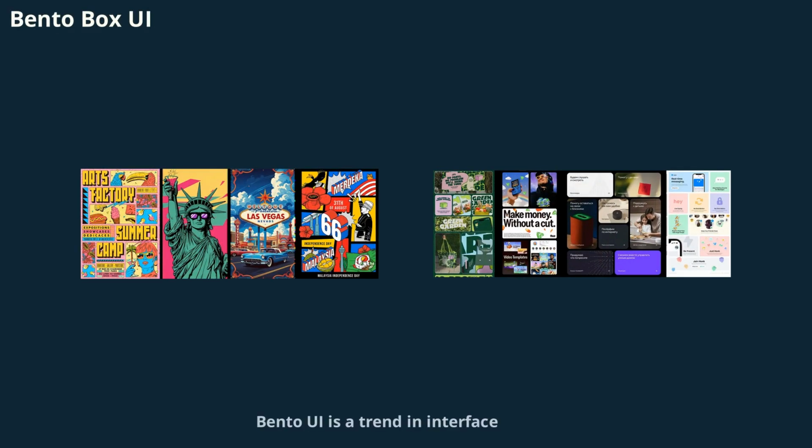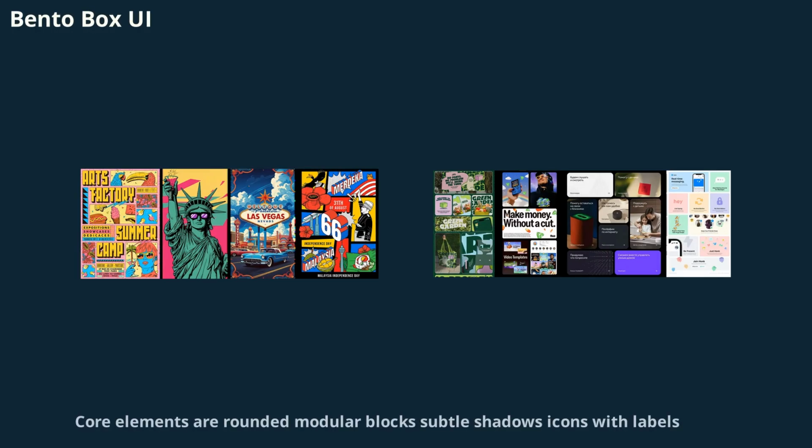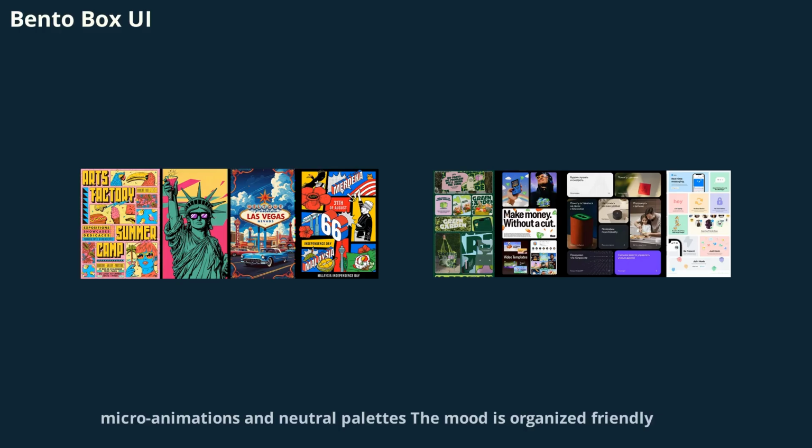Bento UI is a trend in interface design that presents content in neatly organized, block-like sections, like compartments in a bento box. It makes complex layouts feel digestible and modern. Core elements are rounded modular blocks, subtle shadows, icons with labels, micro-animations, and neutral palettes. The mood is organized, friendly, and clean, ideal for dashboards, portfolios, or productivity tools.